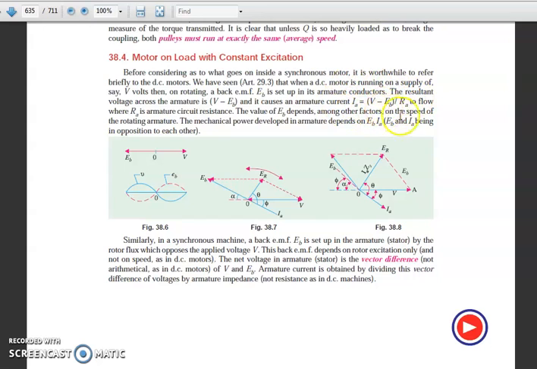But in AC we should consider the impedance. So Ia is equal to the vector difference V minus Eb divided by Z, which we call the armature impedance.